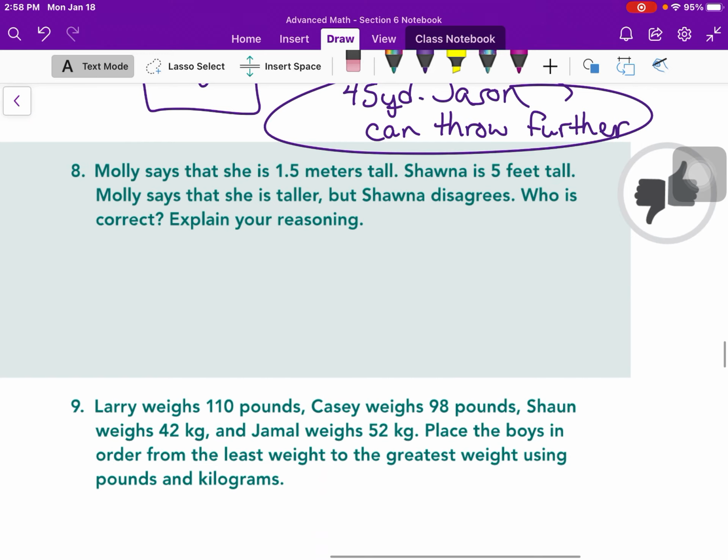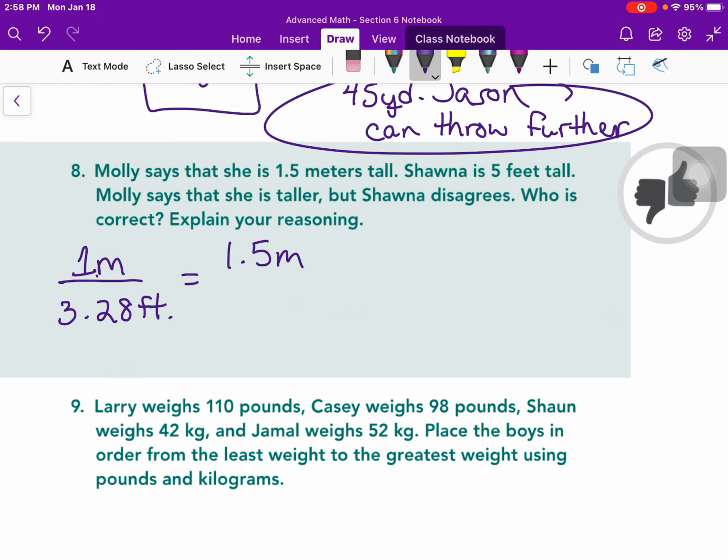Molly says she's 1.5 meters tall. Shauna's 5 feet tall. Molly says she's taller. Shauna disagrees. Who's right? If you looked back at that chart, you would have found that 1 meter is the same as 3.28 feet. So I want to go from 1 to 1.5 meters. I'm going to line up my units, and so I do that by multiplying 1.5. In order to figure this out, I have to multiply 3.28 times 1.5. And when I do that, I get 4.92 feet.